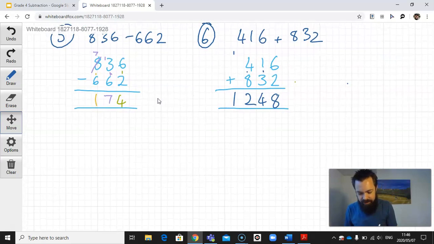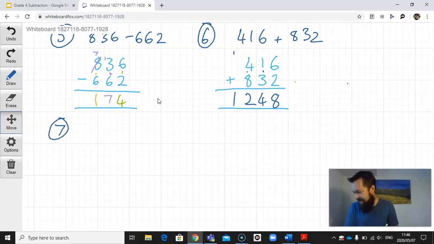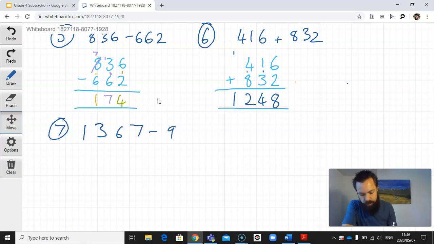Okay, number 7. Moving away from our mistakes or our purposeful mistakes. All right, this one I'm going to do as a worked example because I've got more than one set of borrowing. It still follows the same format, but I'm just going to do one with you before I set you on your own. So 1, 3, 6, 7, making sure now my place values line up.